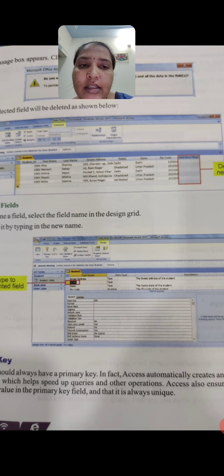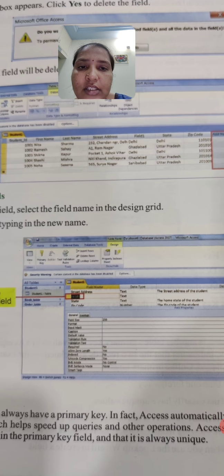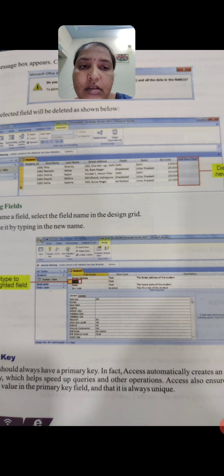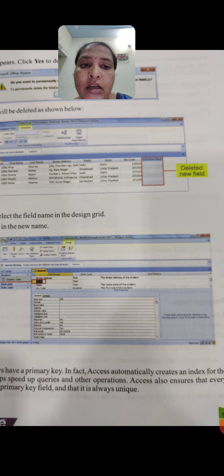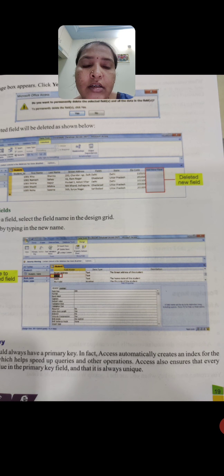So see this window. In the previous window there were two fields. Now we have deleted one field. It will show only one field with no data entry. The deleted new field is shown in yellow color.